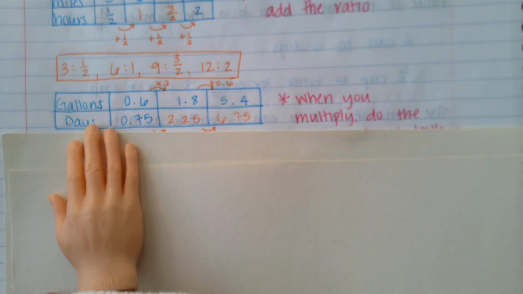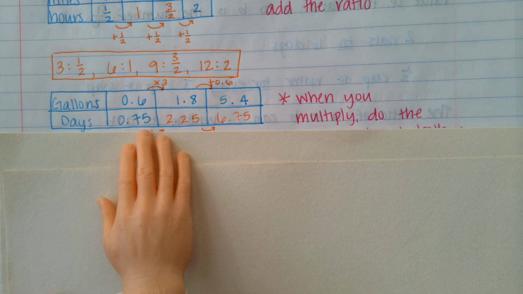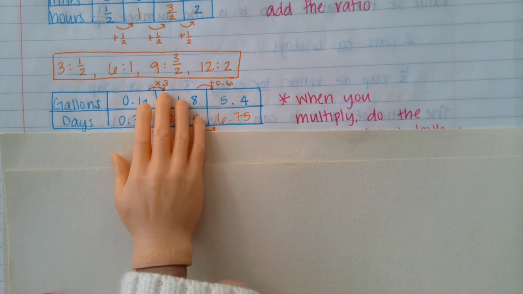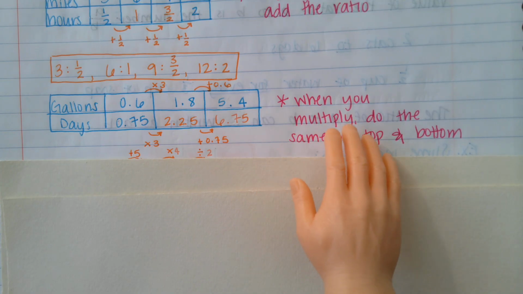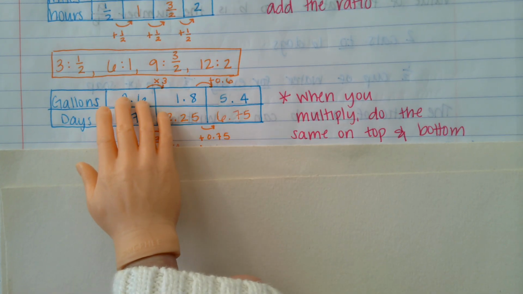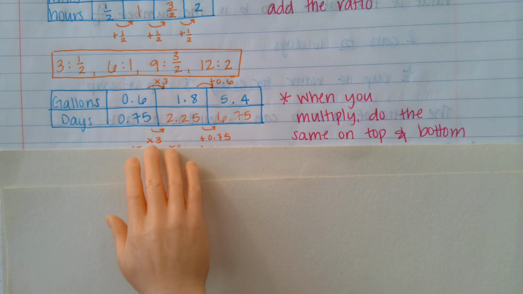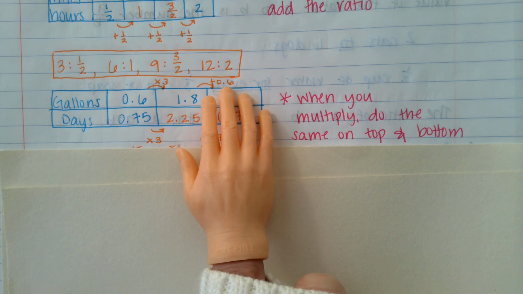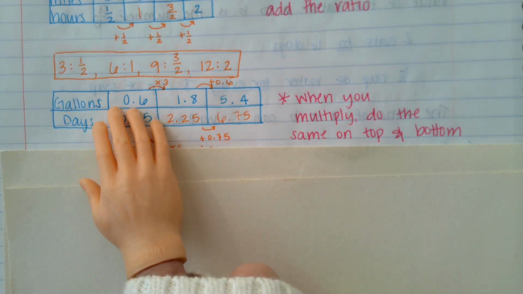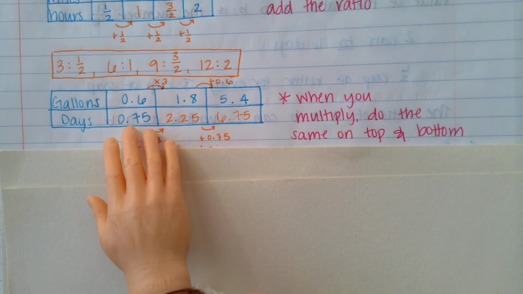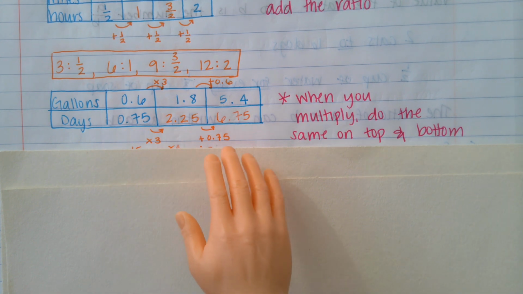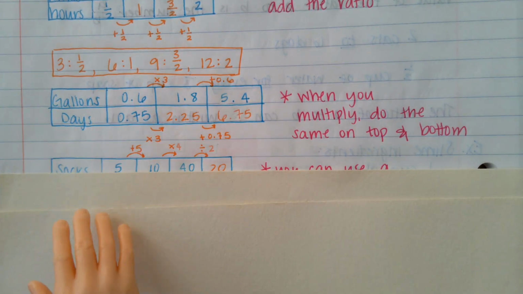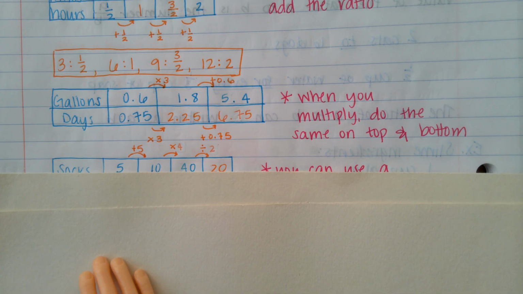We have gallons to days, and we start with 0.6 to 0.75. To get from 0.6 to 1.8, I would multiply by 3. When we multiply, you're going to multiply by the same number on top and bottom. So multiply by 3 on top, multiply by 3 on the bottom. Then to get from 1.8 to 5.4, I would add 0.6. And that is this ratio given here. So if I have 0.6 on top and 0.75 on the bottom, I would add 0.75 on the bottom here. And then we could write out our ratios from the table.